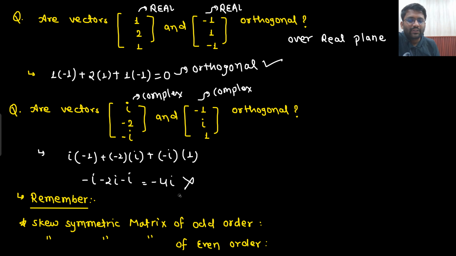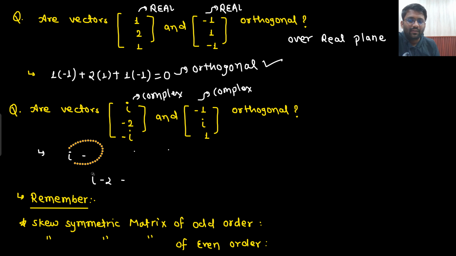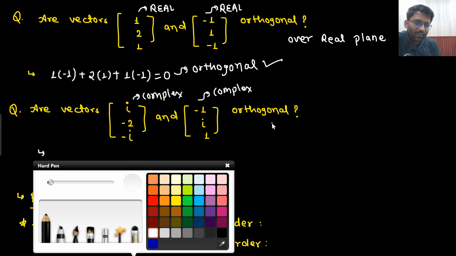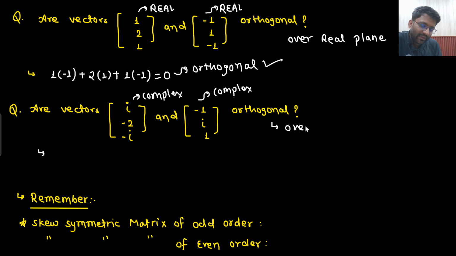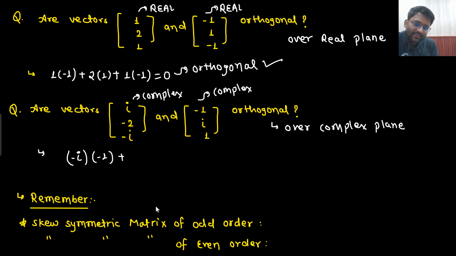Okay. So whenever you check the orthogonality over a complex plane, because values are complex, then what you need to do is that you need to take the conjugate of one and second one as it is. What I mean to say is that I will take the conjugate of this vector. What is this vector? Iota. So what will be the conjugate of iota? Minus iota. Second one as it is. That means minus 1 as it is. Plus conjugate of minus 2. What that would be? Minus 2 only.